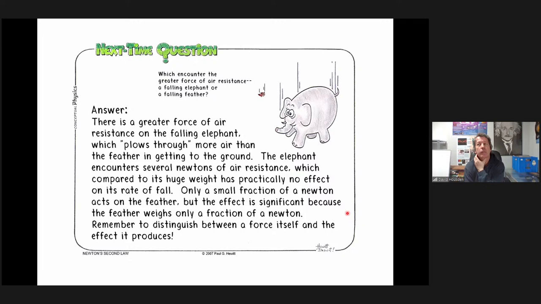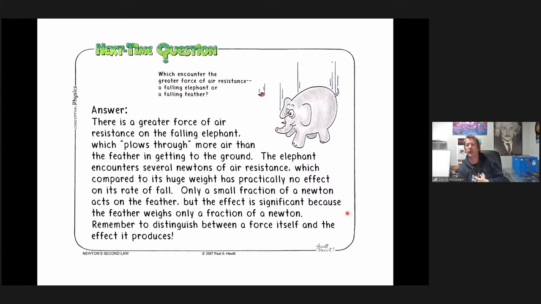Because the most important part here was which encountered the greater force, the greater amount of force. The elephant might win the race, but the amount of force involved is significant. So there is a greater force of air resistance on the falling elephant, which plows through more air than the feather in getting to the ground.